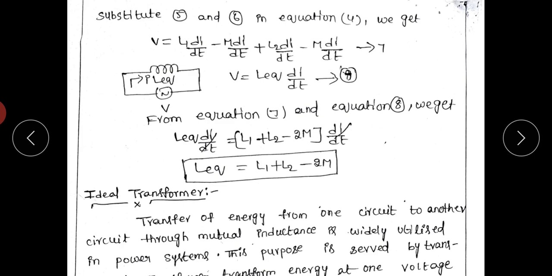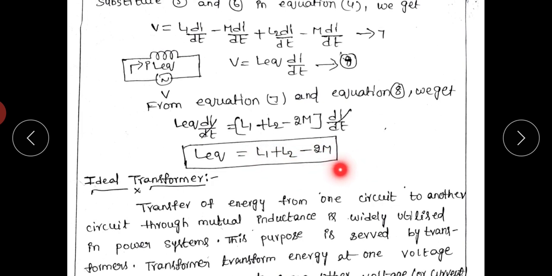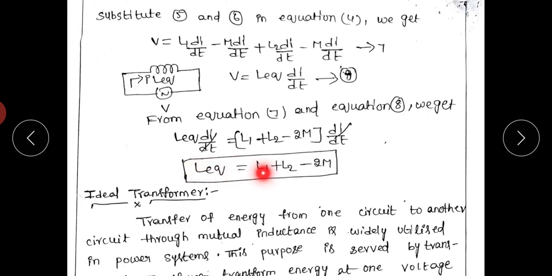From the circuit we can write V equals L equivalent into dI by dt. By comparing these two equations, we can write L equivalent into dI by dt equals L1 plus L2 minus 2M into dI by dt. So on both sides dI by dt cancels. So finally L equivalent equals L1 plus L2 minus 2M henries. This is the equivalent inductance in case of series opposing connection.